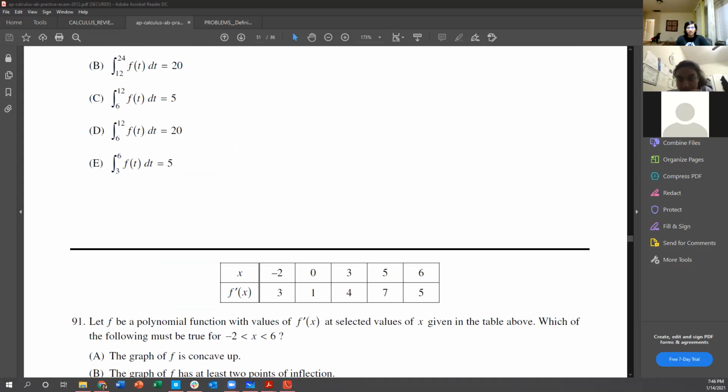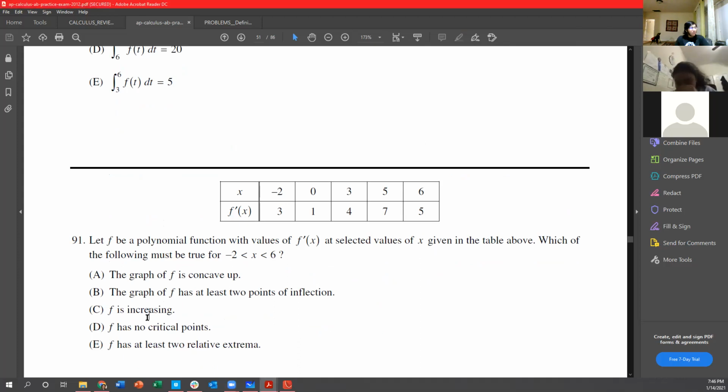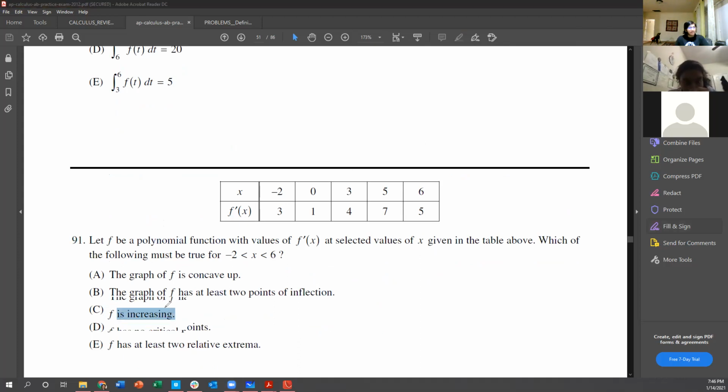Okay. Chat, why is it not C? Oh, f is increasing. Oh, because it's saying that for all of these values between -2 and 6, it would have to be increasing.